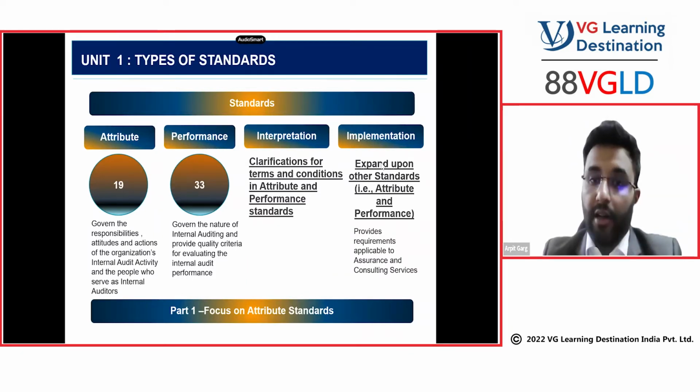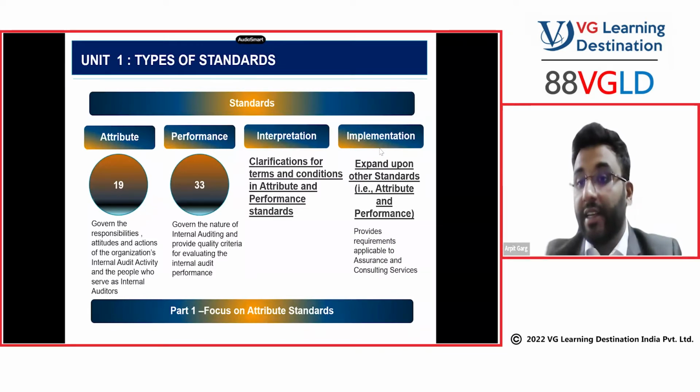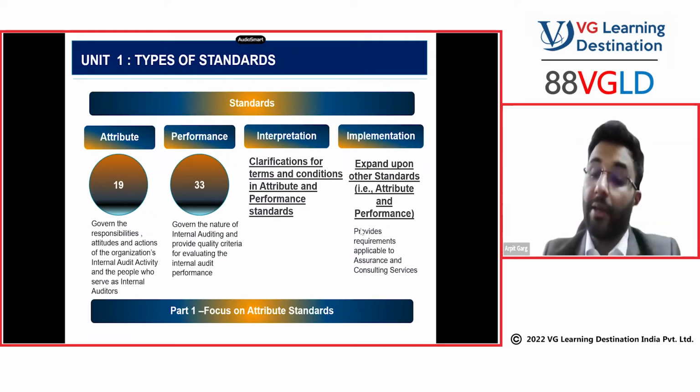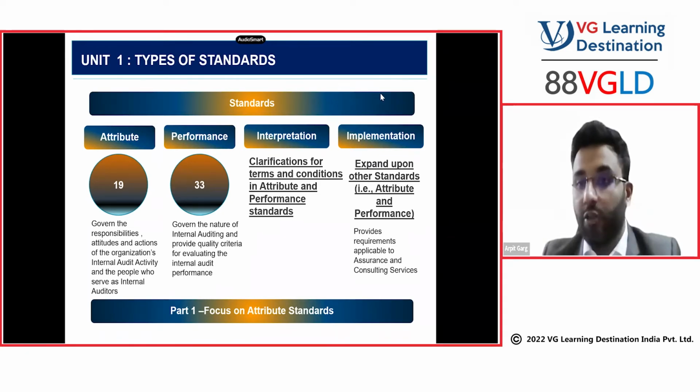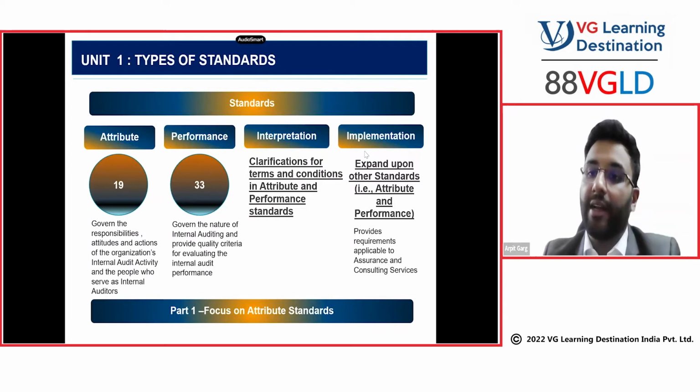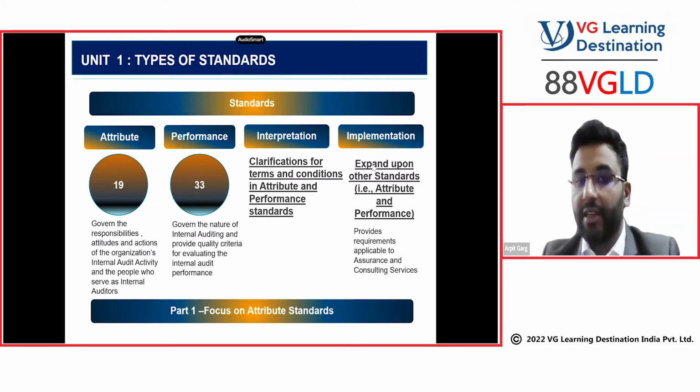Last type of standard, which is the implementation standard. Now, this is again very important. Implementation standards basically provide the exact requirements that will be applicable to assurance and consulting services. So let's say, for example, if you have to do engagement planning, how do we exactly do that engagement planning? That is basically given by the implementation standard. Let's say if you have to do any specific audit, how do we do that? It is basically how we implement it, and it's provided by the implementation standards.